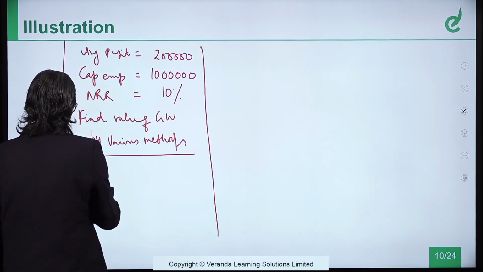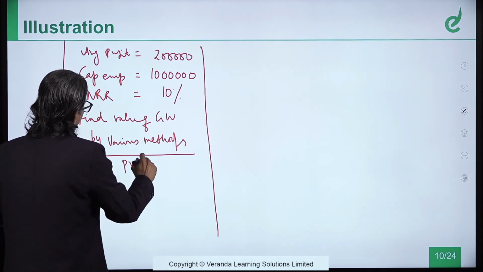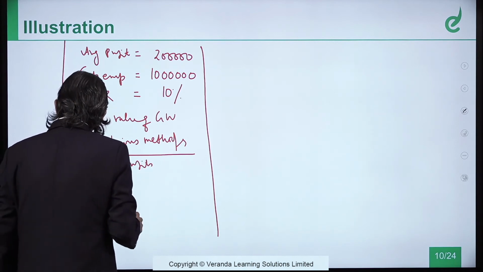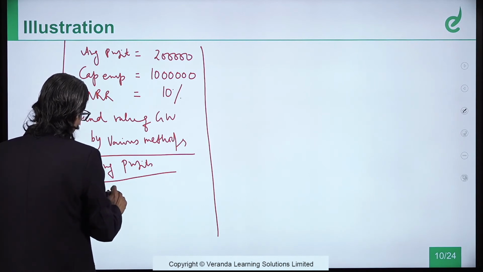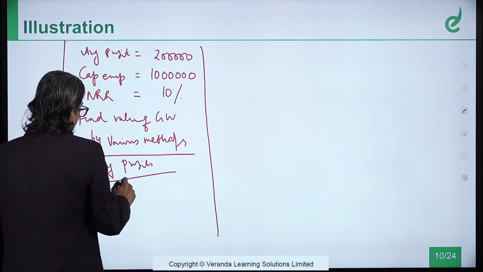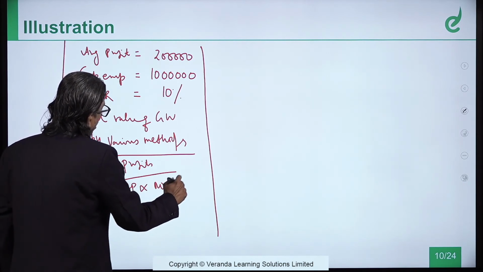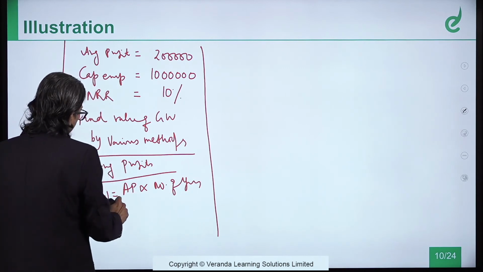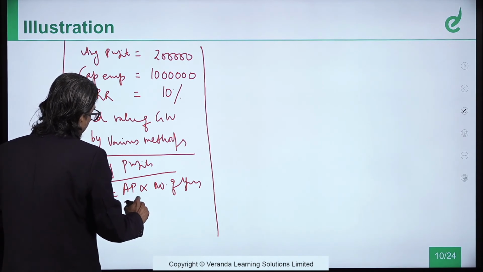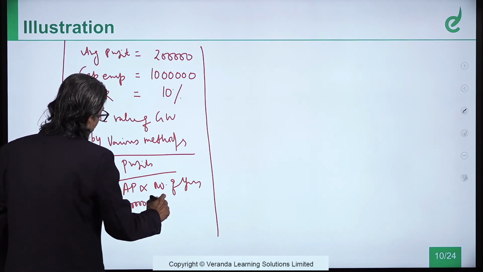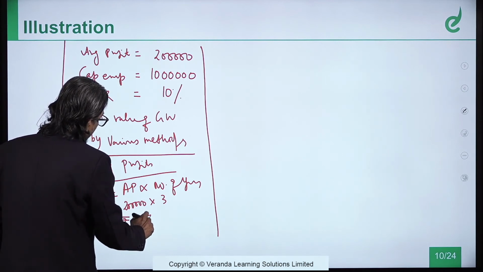So first we will do average profit method. What is the answer? Goodwill is equal to average profit into number of years. Average profit is given in the problem as 2 lakhs. Suppose number of years is 3, the value of goodwill is 6 lakhs.